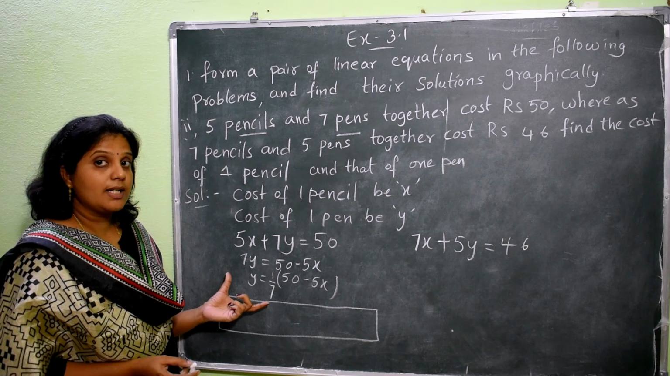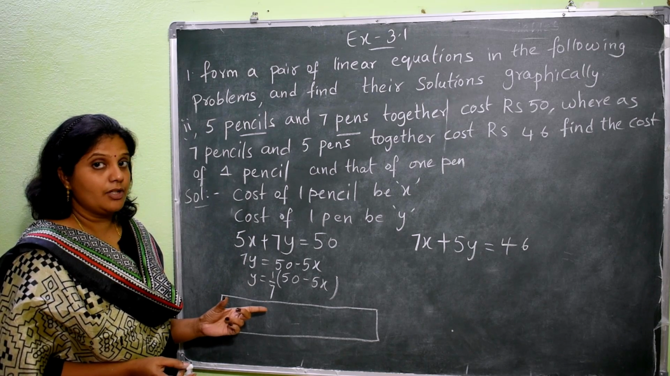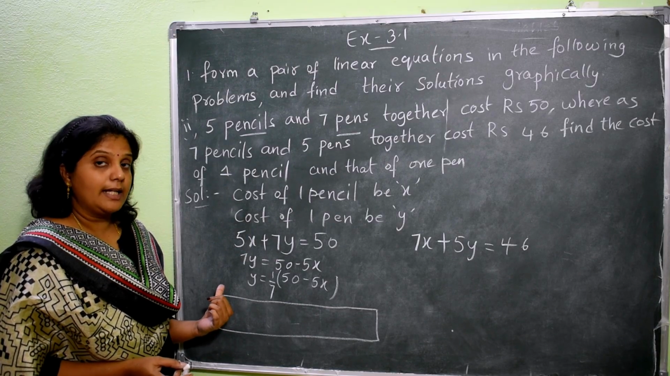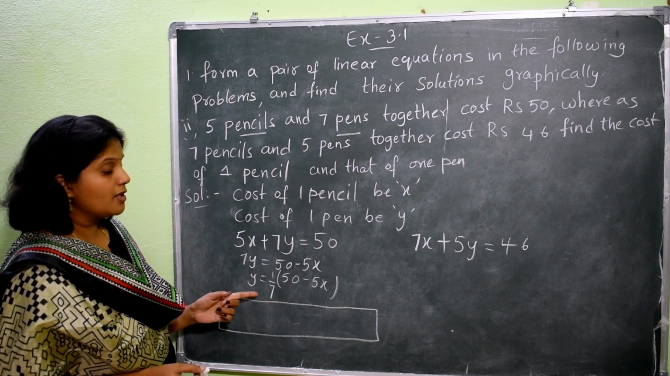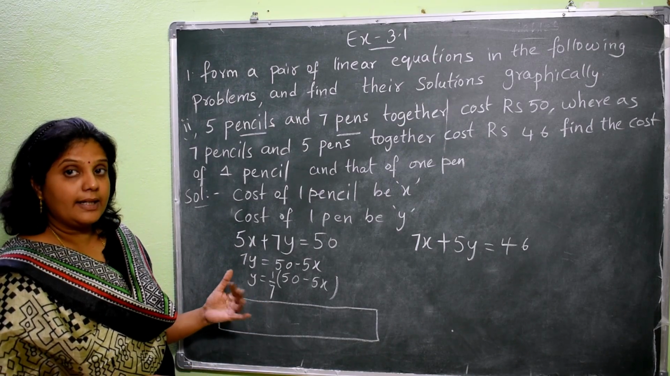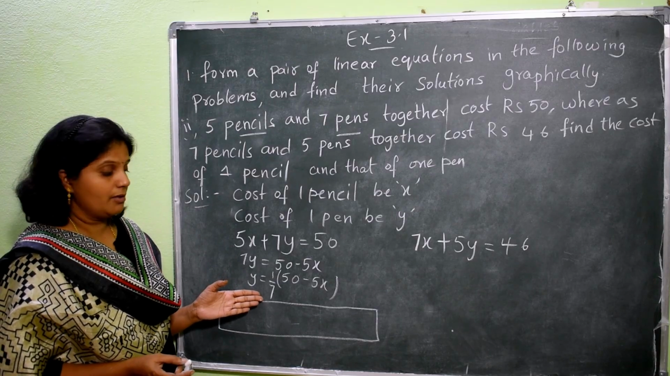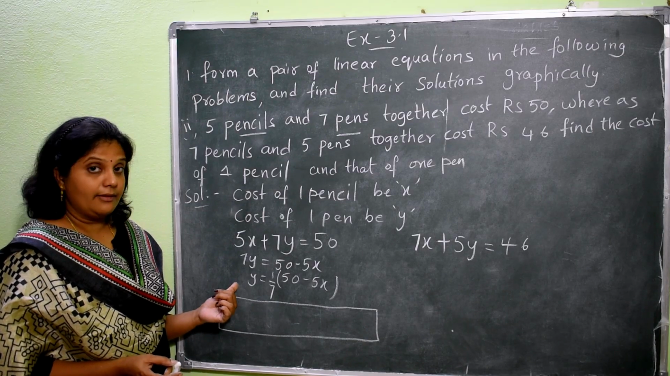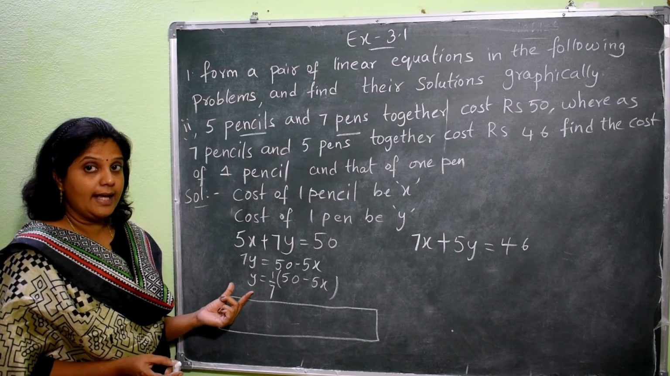So if any equation is in the fractional form, we should take the x values with a keen observation, because the y value should always be a whole number. Then only it is easy for us to draw the graph. Okay. So if it is not in the fractional form, we can take any values. But why do we have to take keen observation here? Because here it is in the fractional form. So for the graph, for the y value to be a whole number, we should observe and we should take the x values. Okay.